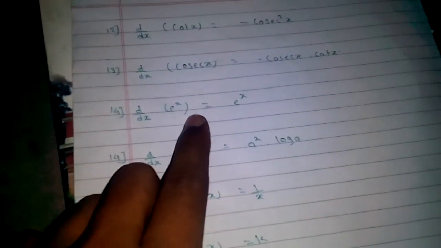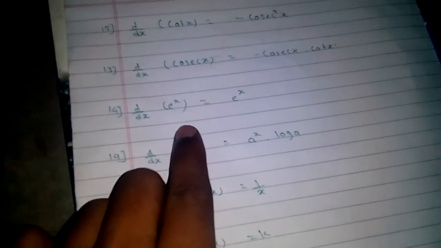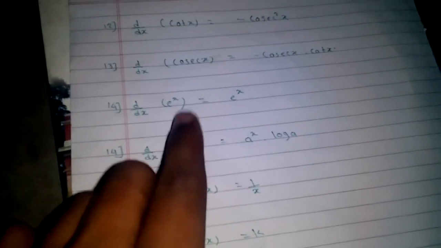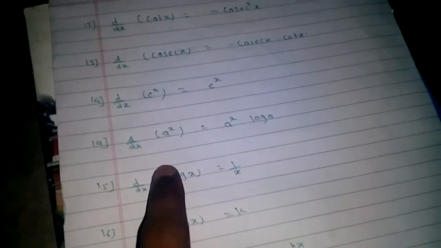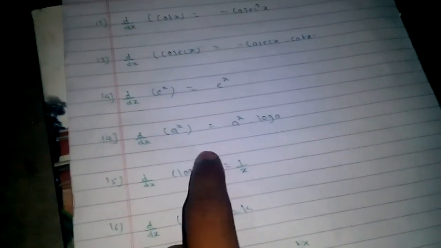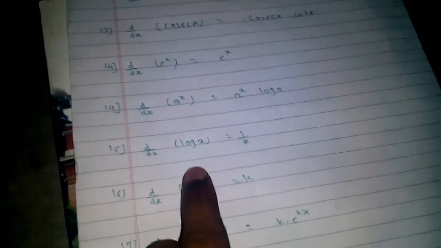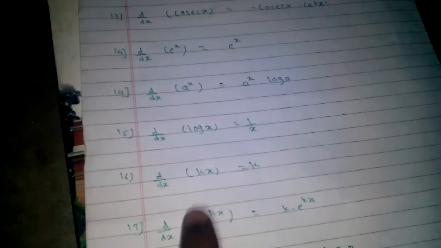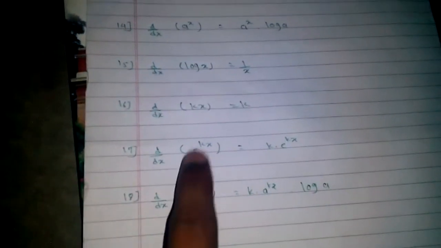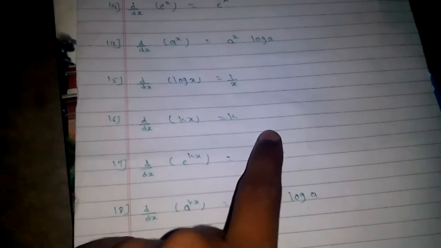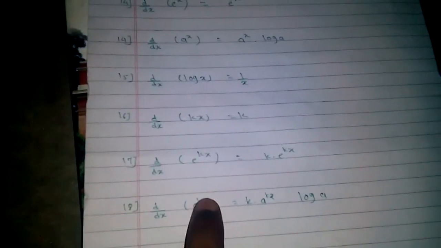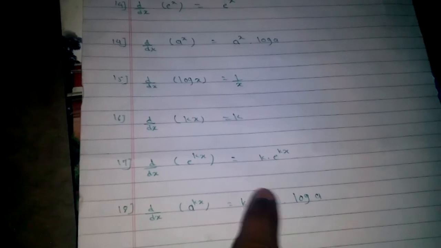The derivative of e raised to the power x is definitely the same, e raised to the power x. The derivative of a raised to the power x is a raised to the power x into log a. Then what is the derivative of log x? It is 1 by x. The derivative of kx is equal to k. The derivative of e raised to the power kx is equal to k into e raised to the power kx. The derivative of a raised to the power kx is equal to k into a raised to the power kx into log a. This is the basic formula of derivative.